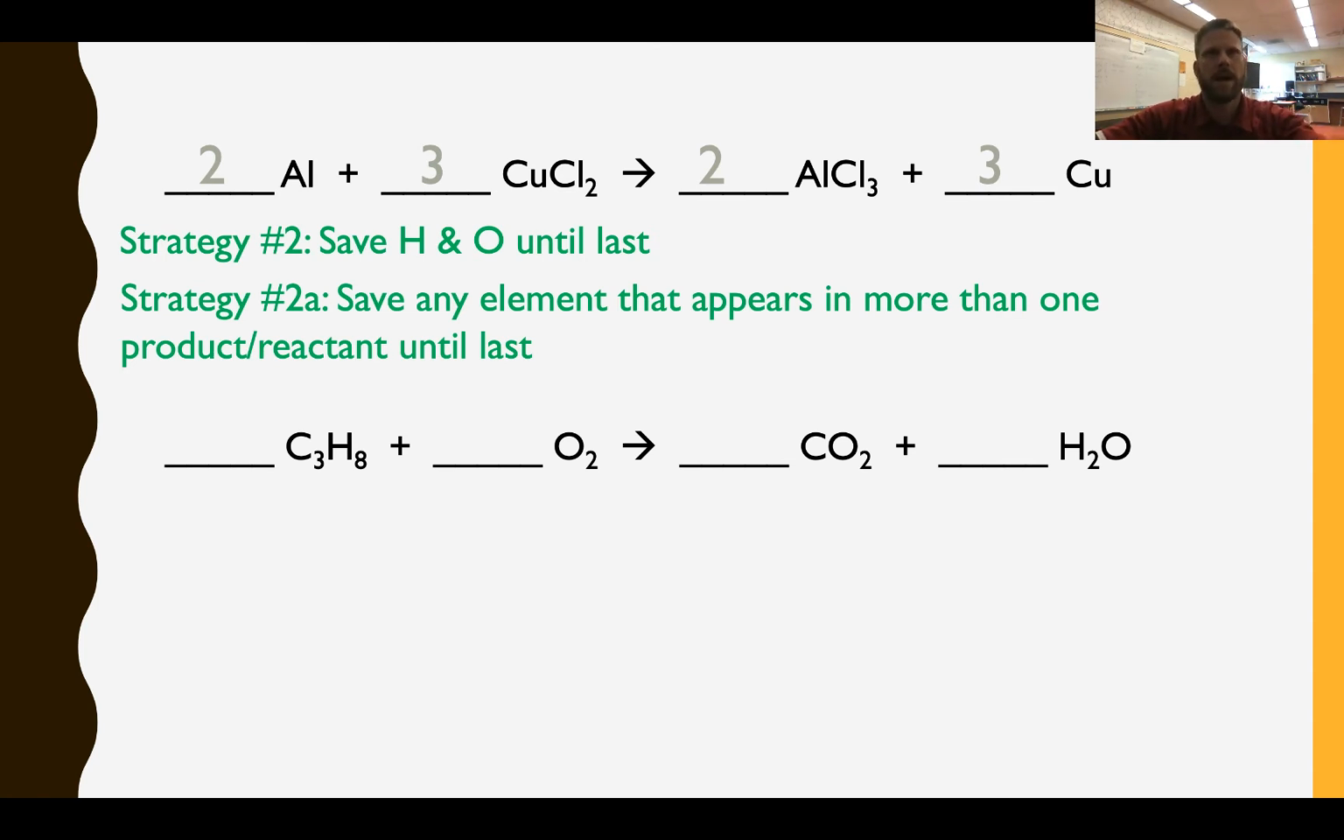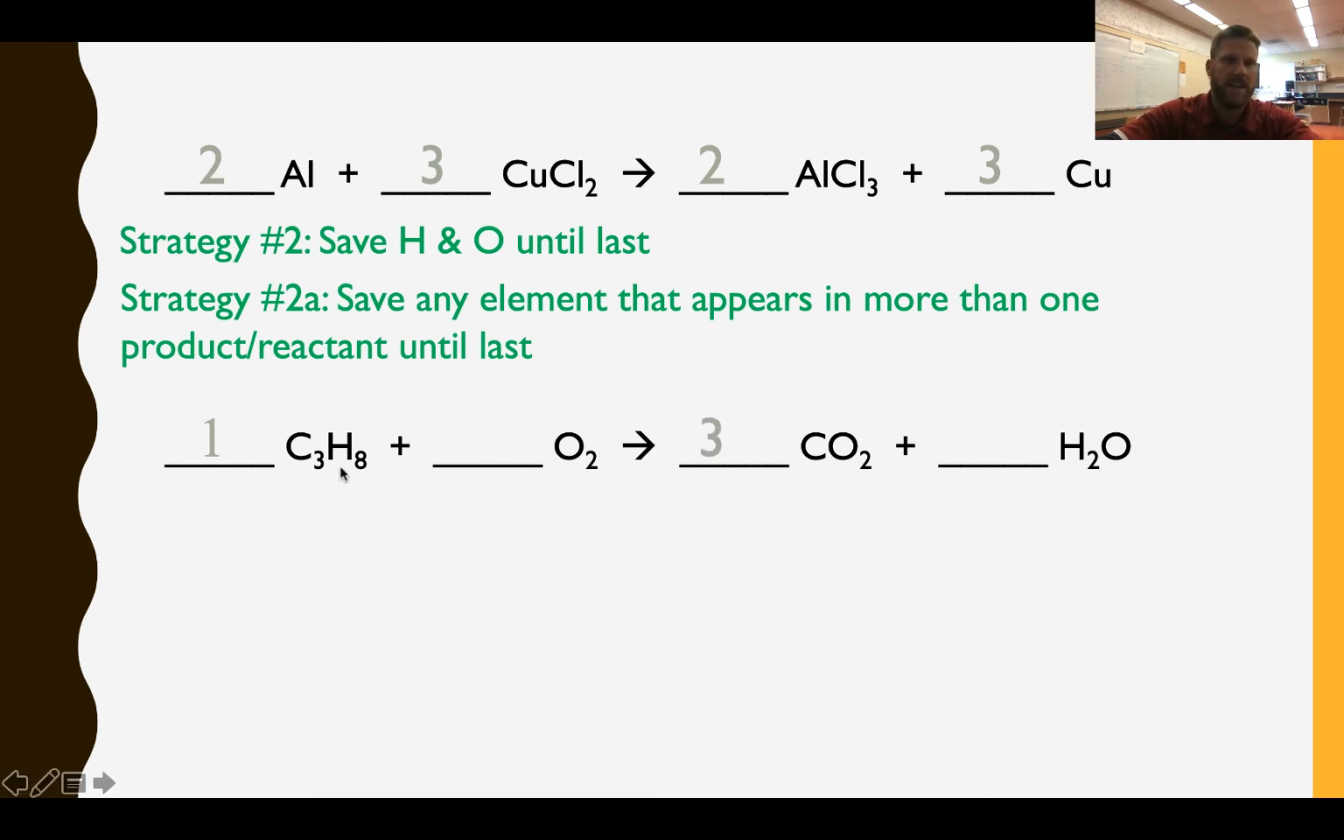I'm going to start by applying strategy 1 to this reaction. C3H8 looks like the most complicated, so I am placing a 1 in this blank. Now apply strategy 2. I'm going to balance carbon first, then hydrogen, and then oxygen. Hopefully by doing this, the oxygen atoms end up balancing themselves out. There are 3 carbon atoms on the reactant side, so I need 3 carbon atoms on the product side. This can be accomplished by placing a 3 in front of carbon dioxide.